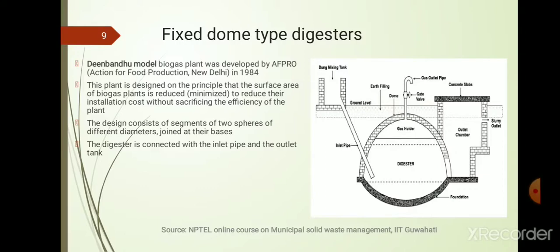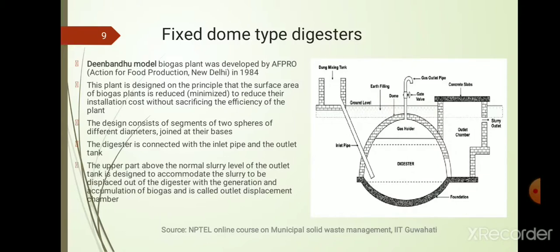The Deenbandhu design is a more simplified version of the Janata model. There is no inlet chamber. Instead we have only an inlet pipe coming from a mixing tank, but an outlet chamber is present where the slurry is stored. The upper part above the normal slurry level of the outlet tank is designed to accommodate the slurry to be displaced out of the digester.